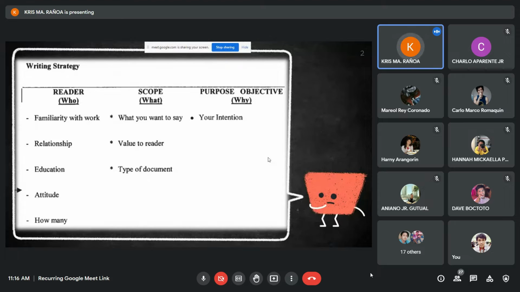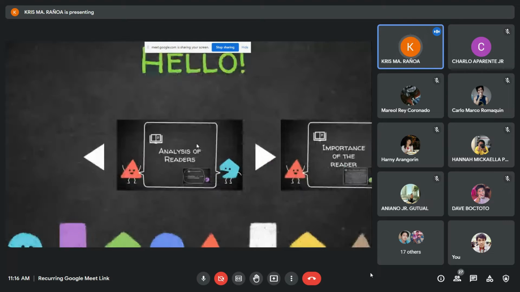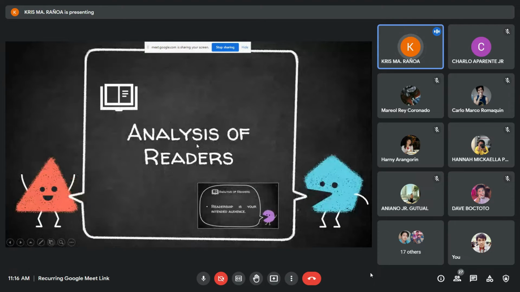So, amo na siyang ma-discuss throughout sa among report. Ako kay readership ug scope. So, first kay analysis of readers. Analysis of readers is as important to report writing as a game plan to a football game. You must decide on your intentions in writing. What do you want to communicate? What level of writing is appropriate?